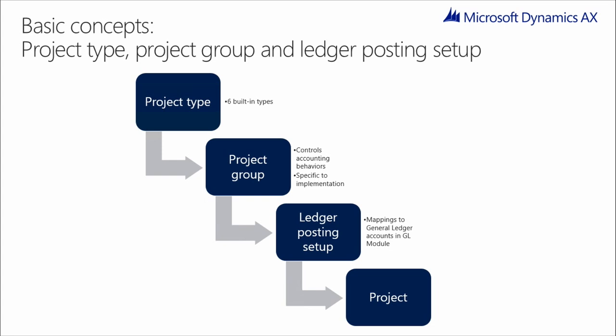In conjunction with the project group, ledger posting setup determines the general ledger accounts that project transactions post to in the general ledger module. The project must be assigned to a project group when it's created. The project uses the project group and implicitly the project type, along with the ledger posting setup, to properly account for project transactions.